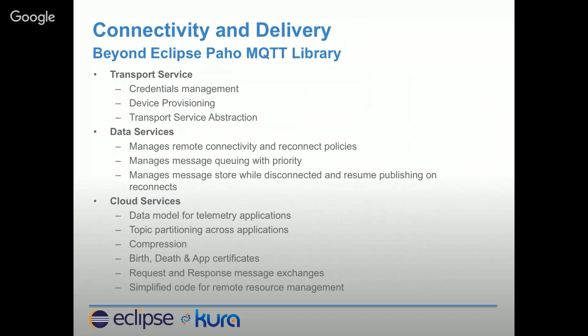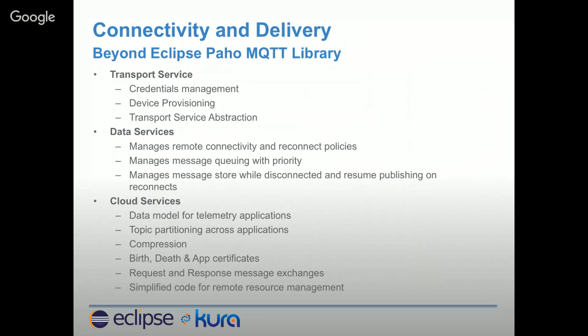Message queuing. So when you go offline, what are you doing with all the topics you're trying to publish? If you think about your gateway, it's likely not running a single application, right? It's likely running multiple applications. It's likely publishing data at different rates. So what do you do with all this stuff?